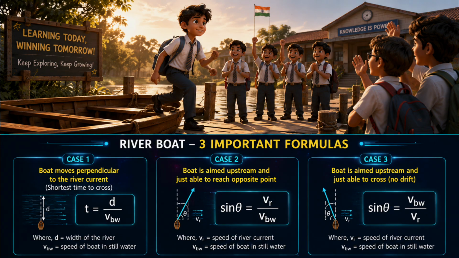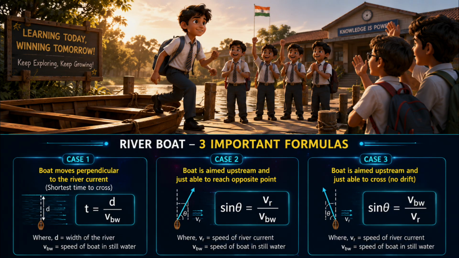In the second situation, the boat is aimed slightly upstream. Now a component of the boat's velocity acts against the river current. This reduces the downstream drift. And when the upstream component exactly balances the river flow, the boat reaches the point directly opposite to the starting point. This condition gives the shortest possible path across the river. So this case focuses on minimum or zero drift.